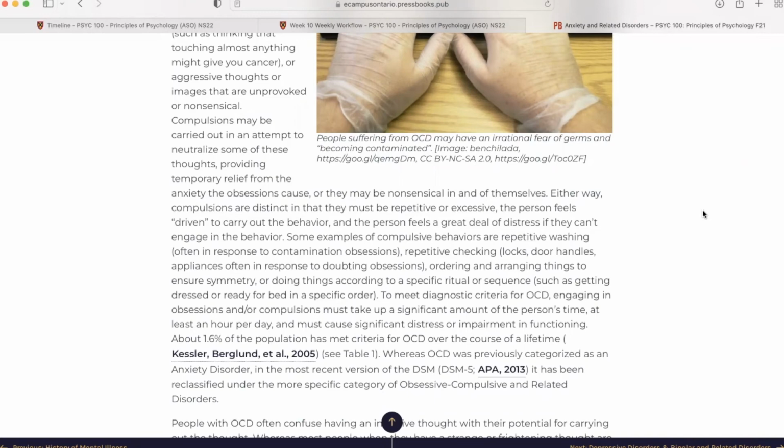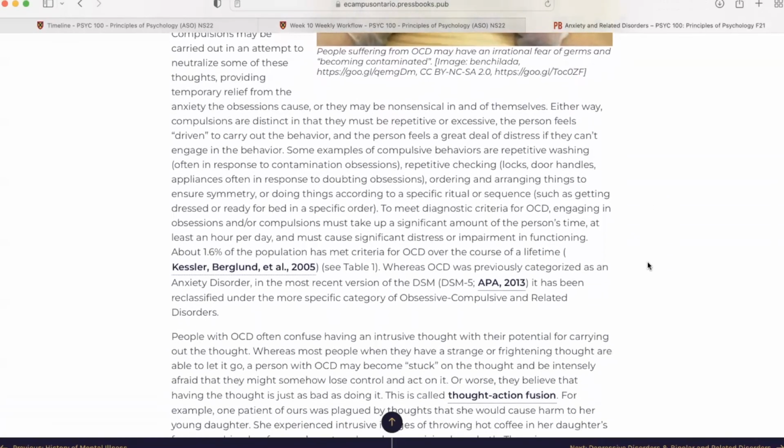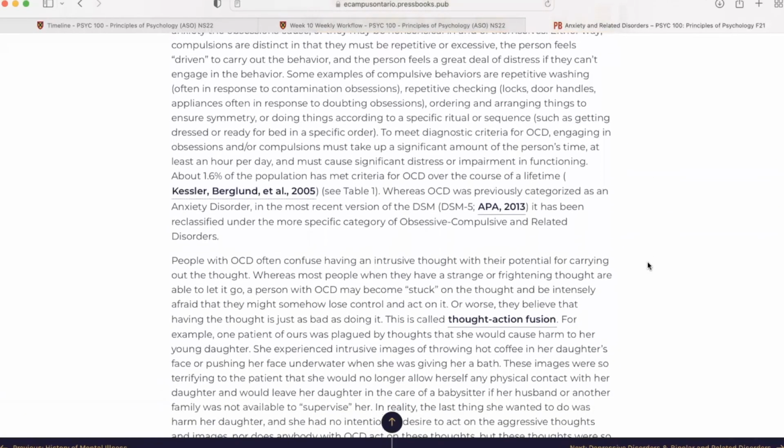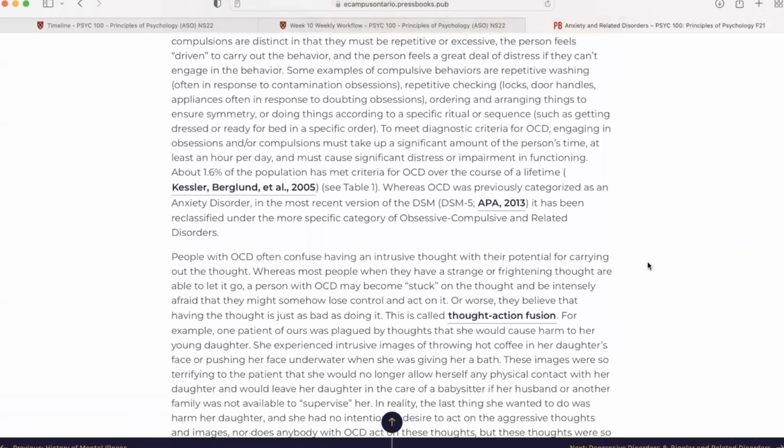Some examples of compulsive behaviors are repetitive washing, often in response to contamination obsessions; repetitive checking of locks, doors, handles, and appliances, often in response to doubting obsessions; ordering and arranging things to ensure symmetry; or doing things according to a specific ritual or sequence, such as getting dressed or ready for bed in a specific order.